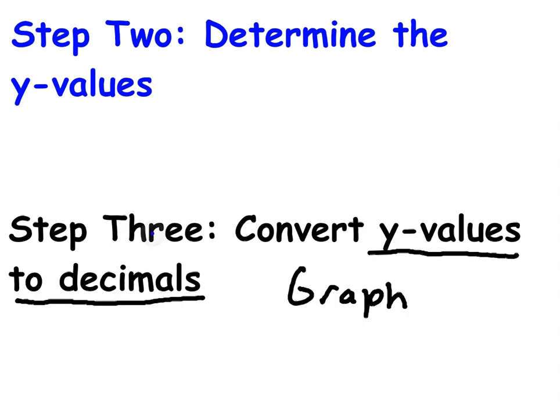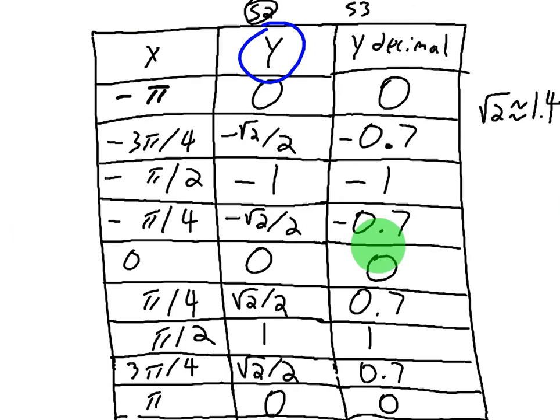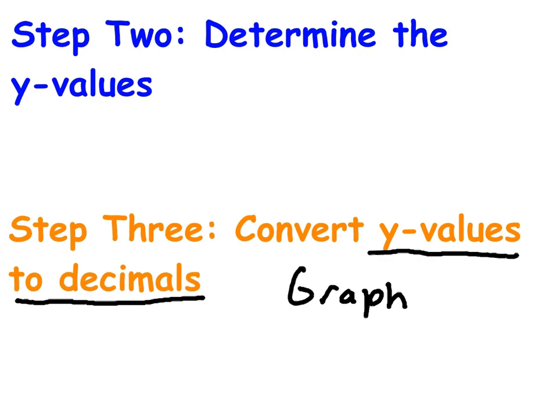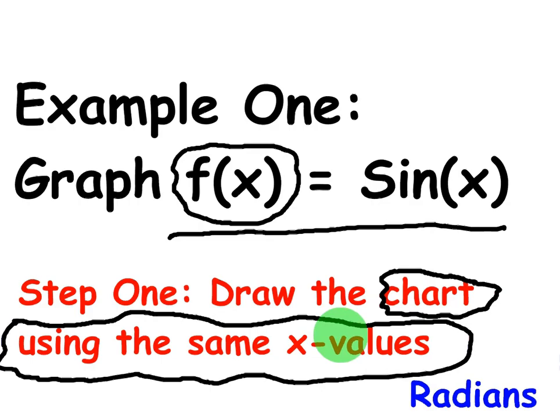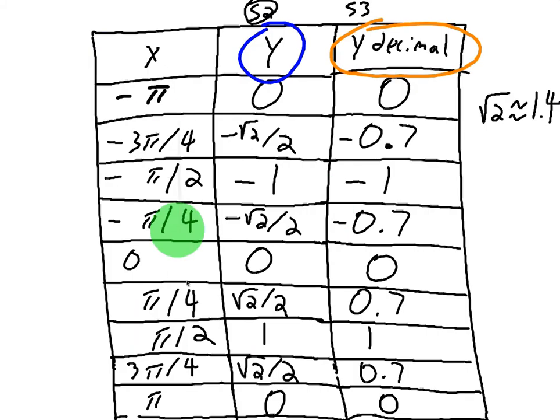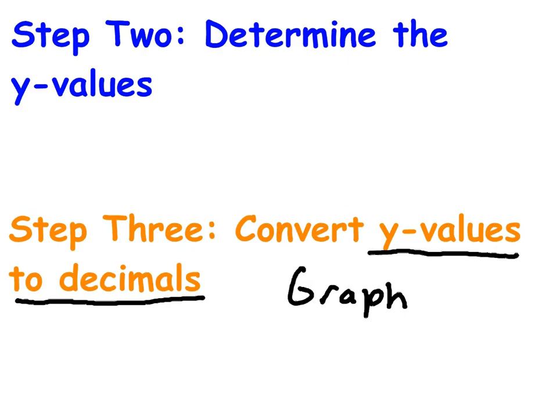Okay, step 3 is to convert those to decimals. Once you get these y values from the unit circle, then you will convert those to decimals for step 3. And that's because without the decimal, it's very hard to put that on a graph. Okay, so just to reiterate, step 1, you're going to draw your chart with the same x values right here. Step 2 is going to determine their y values using unit circles. Step 3 is to convert them to decimals.